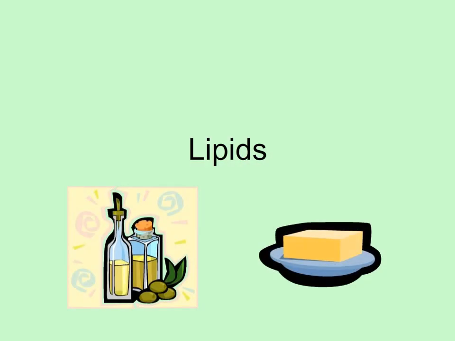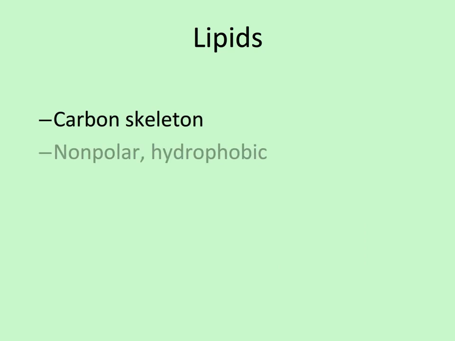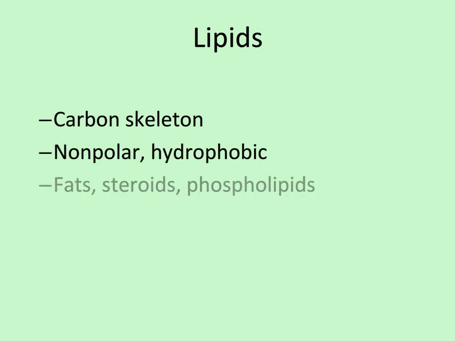Unlike the other biomolecules, all lipids are not composed of the same monomers. However, they do share some properties. All lipids have carbon skeletons, like other biomolecules. In addition, they do not readily dissolve in water, as they are non-polar. Examples of lipids include fats, steroids, and phospholipids.